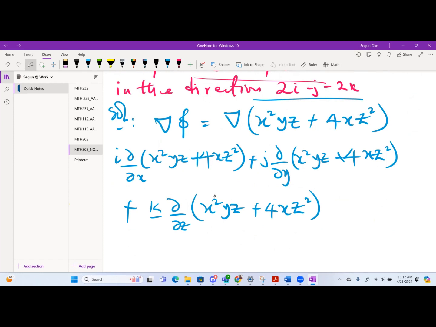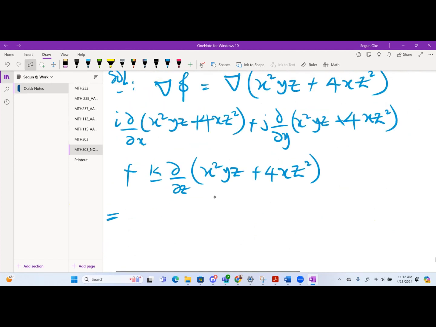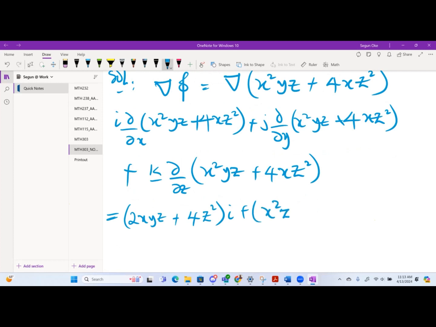So how do we solve this one now? Let's solve this one with respect to x. Can someone differentiate i with respect to x for me? I'm waiting for us, please. 2xyz plus 4z squared. Good. Let's look at the j. J with respect to y. It will be x squared z.